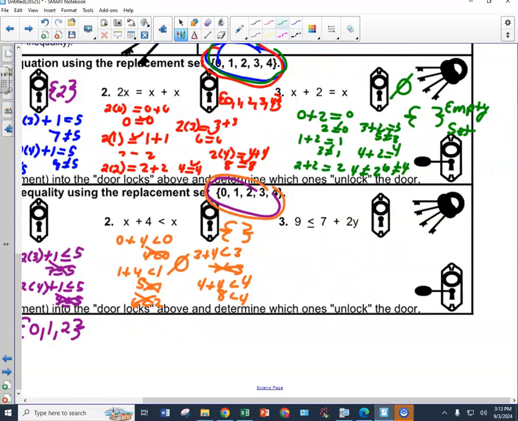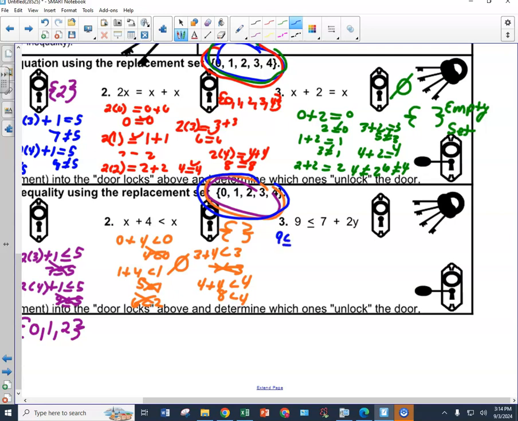All right, last round. Same set of numbers. We're doing the same thing, using the same replacement set to see which ones work. So we're just testing to see if an answer works. So we plug in 9.